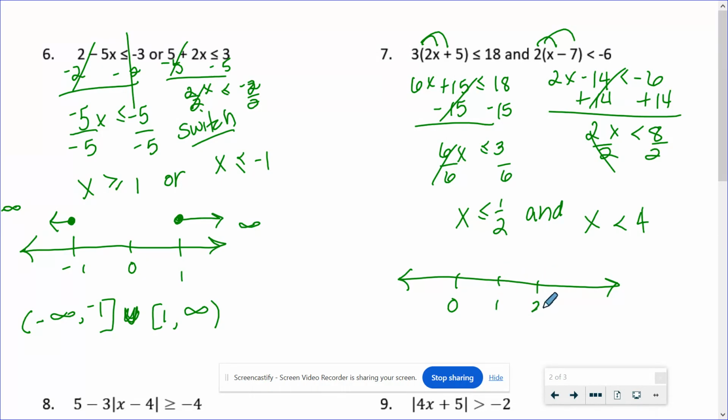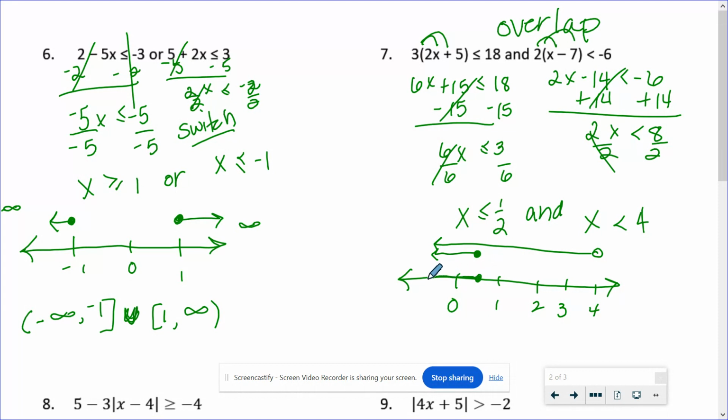So 1, 2, 3, 4. Where's 1/2? 1/2 is here. So let's see. That first inequality is going to represent all of the numbers that are less than or equal to 1/2. And x is less than 4. So the word and actually tells us to choose the overlap of the two, which is this section right here.